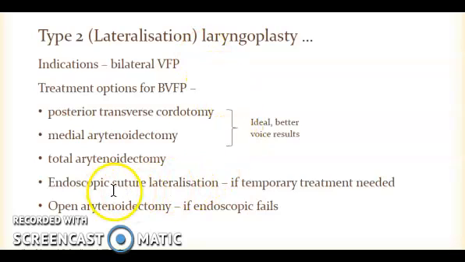Now recently endoscopic surgeries are tried, such as endoscopic suture lateralization. If temporary treatment is needed, then endoscopic suture lateralization is done, and open arytenoidectomy if the endoscopy fails. So ultimately what happens in bilateral vocal cord paralysis is that there will be adduction of both vocal cords. The person will have difficulty in breathing as well, in addition to speech production. So in this, the vocal folds are lateralized by any one of these procedures. That is called lateralization of the vocal cord or type 2 laryngoplasty.